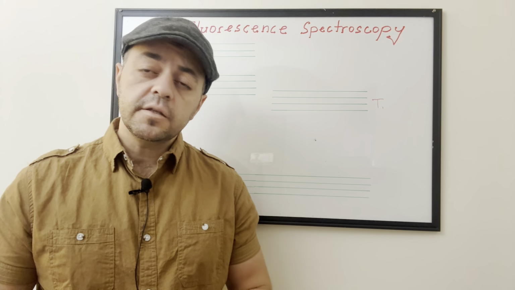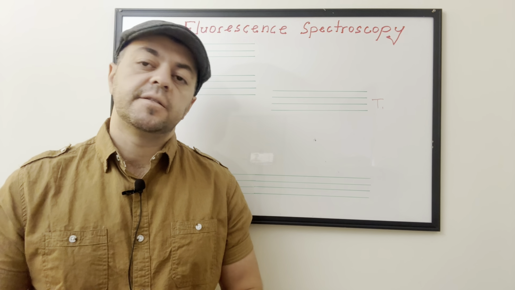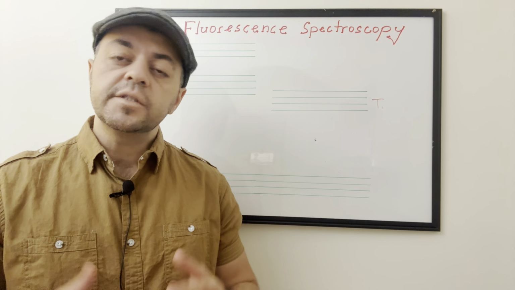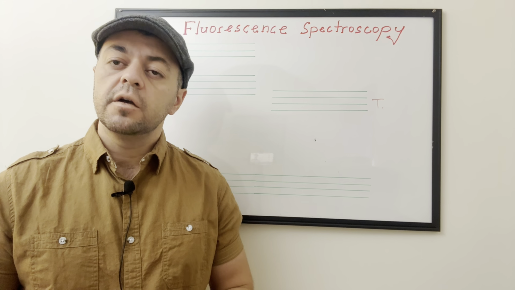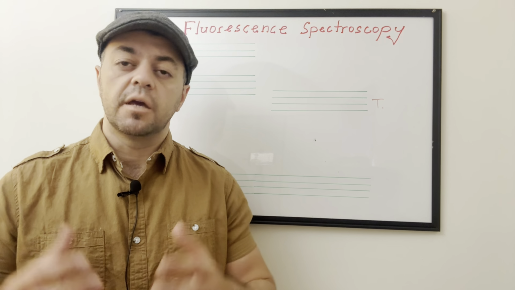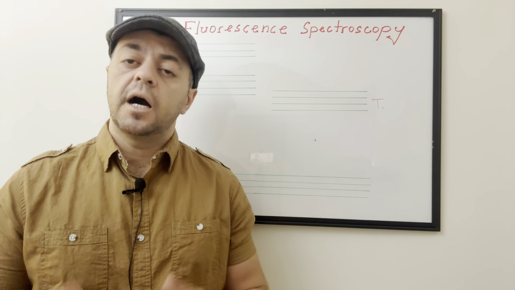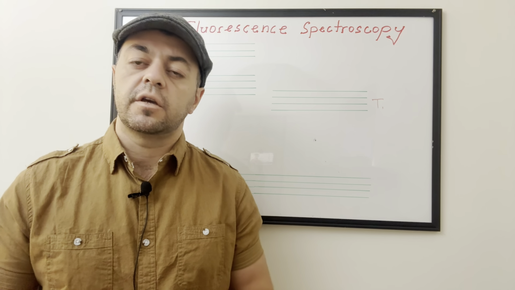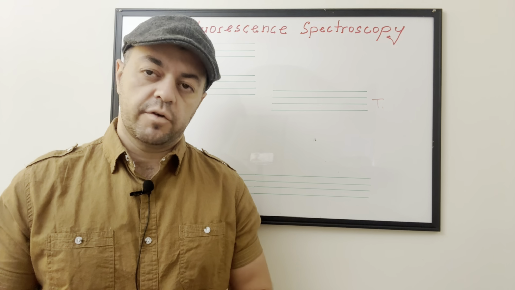Hello everyone! In this video, I'll explain the basics of fluorescence spectroscopy using the energy diagram. We'll see how a molecule absorbs the light, what happens to the energy inside the molecule, and how the molecule emits light as a fluorescence. I'll also quickly cover internal conversion, intersystem crossing, phosphorescence, and quenching.